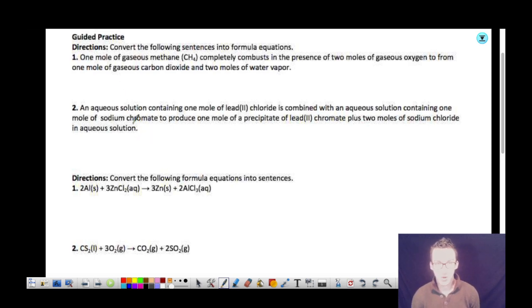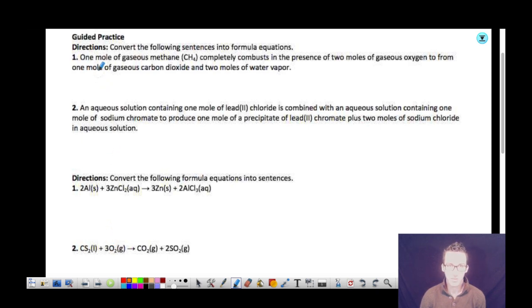All right, chemistry people, let's do some quick practice to help us better understand some of that stuff we just talked about in the videos today. If you take a quick look at your guided practice here, we're going to do a couple of translations between word and formula equations, and then a couple translations between formula and word equations.